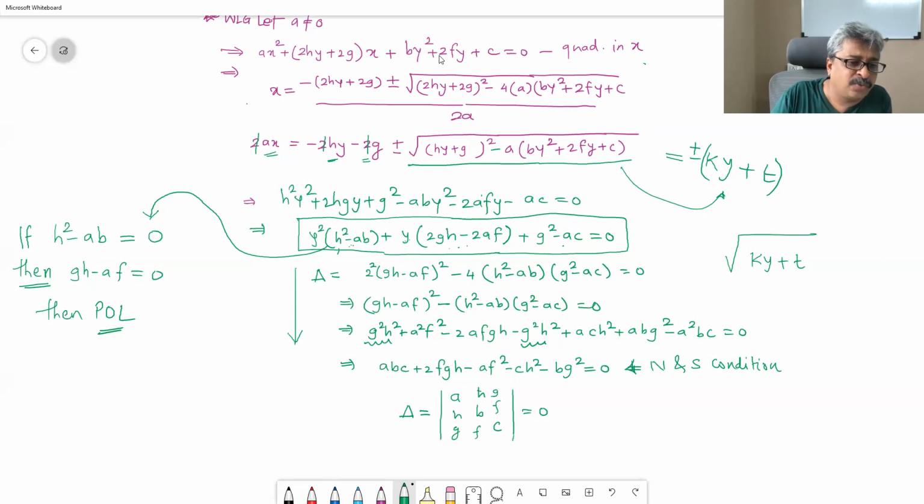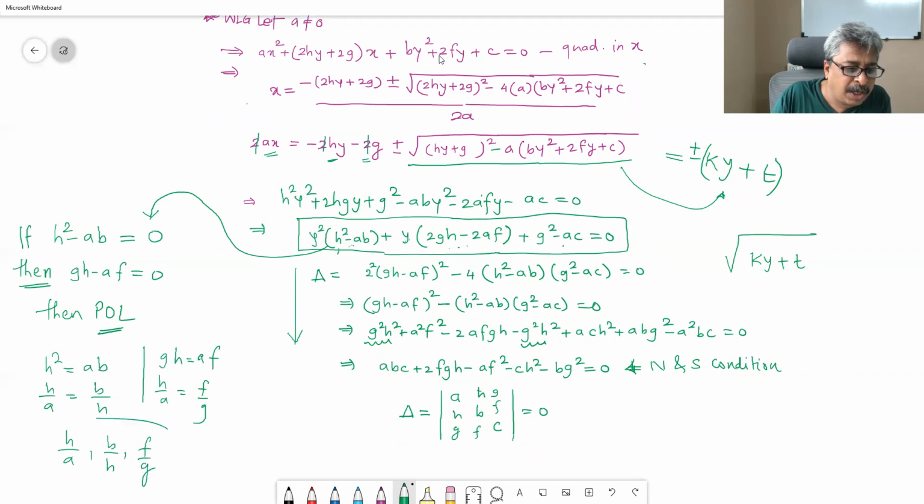Let us work on this. If H square minus AB is 0, that means H square is equal to AB, and GH minus AF is equal to 0, that means GH is equal to AF. Therefore H upon A is equal to F upon G, and H upon A is equal to B upon H. So that means H upon A, B upon H, F upon G are equal. That means they are parallel lines. The two lines that we are going to get are going to be parallel.